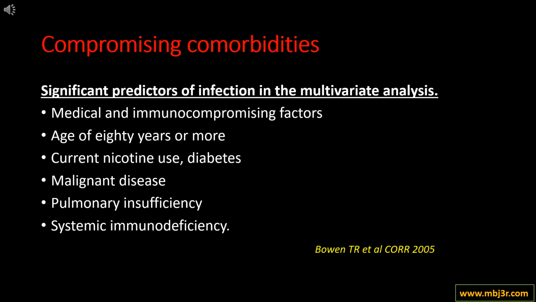Coming to the compromising comorbidities. Significant predictors of infection in the multivariate analysis are medical and immunocompromising factors: age of 80 years or more, current nicotine use or diabetes, malignant disease, pulmonary insufficiency, systemic immunodeficiency.